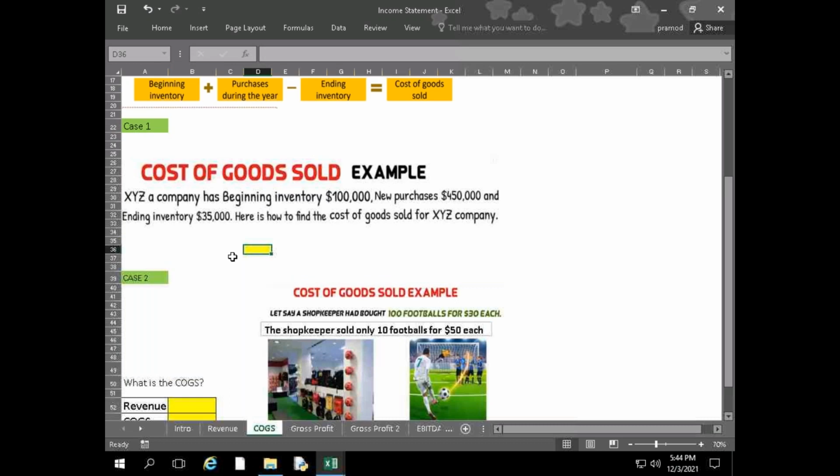So here you have beginning inventory and purchase inventory, then the ending inventory. That should be minus. That is your COGS, cost of goods. Sir, can you please repeat it, sir? Here, your beginning inventory is 1 lakh plus your new purchase is 4,50,000 minus your closing inventory, that is 35,000. 51,500 should be your answer for that.